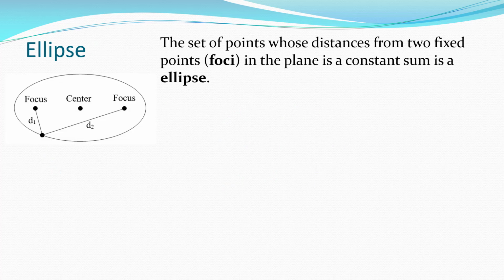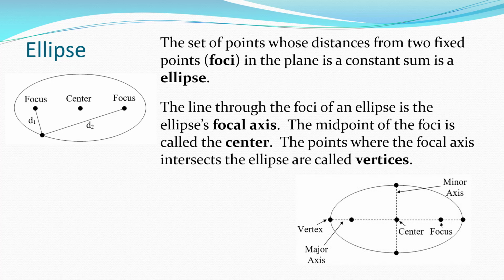The next conic section is called the ellipse. It's the set of all points whose distances from two fixed points, called foci, in the plane is a constant sum. Now I've drawn a picture to show you, get an idea what it looks like. Some definitions we need for the ellipse would be that the line going through the foci of that ellipse is called the ellipse's focal axis.